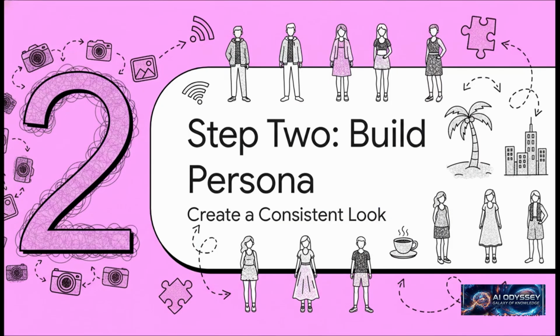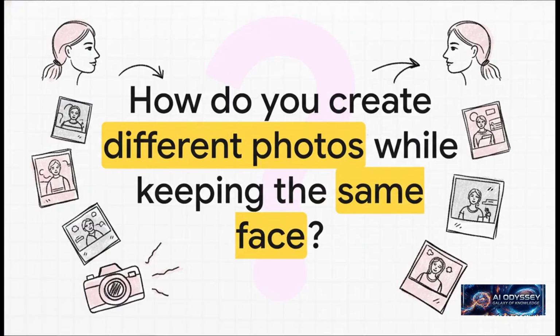Right, so here's the thing. One amazing photo doesn't make an influencer. You need variety, right? You need different outfits, different poses, different places, all to build a believable social media feed. You need a consistent persona. Which, of course, brings us to the big technical problem. How in the world do you keep that exact same face across dozens of different images? How do you make sure it's always recognizably your influencer?